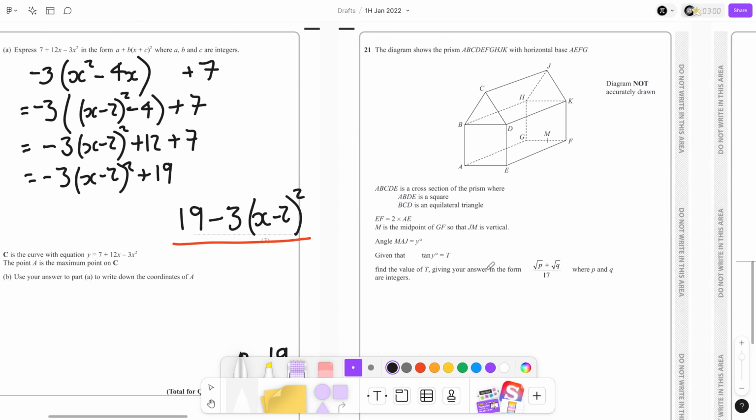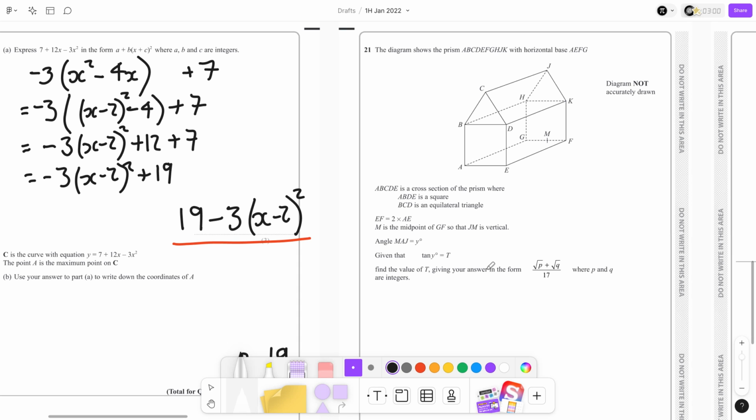Okay, so this is a prism with a horizontal base, cross section of the prism, so the same shape all the way through. It's a square with an equilateral triangle on top, and EF is 2 times AE. Okay, so we haven't got any actual lengths in this, so there's a number of things we can do. We can either just give one a length and scale everything up, or we can give one a letter.